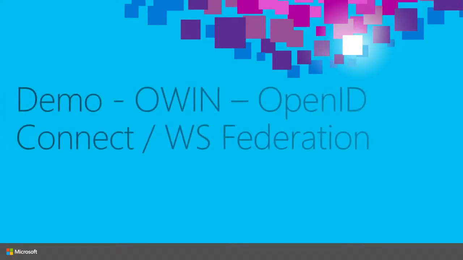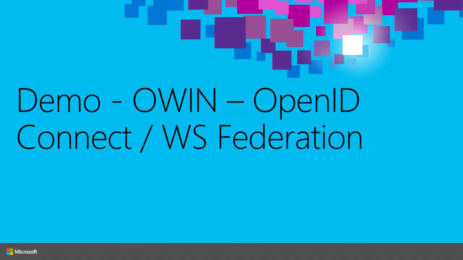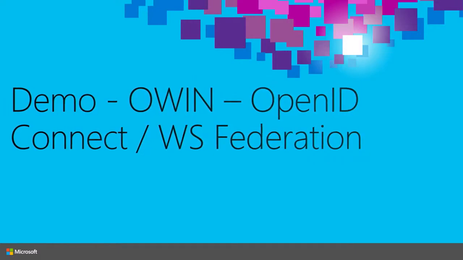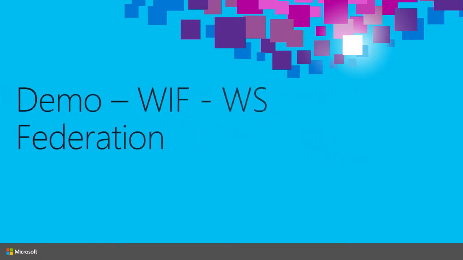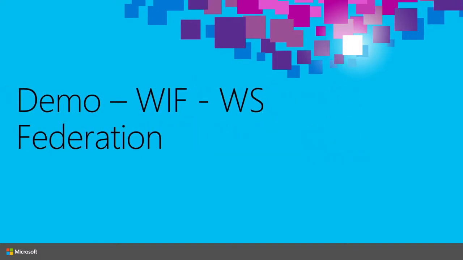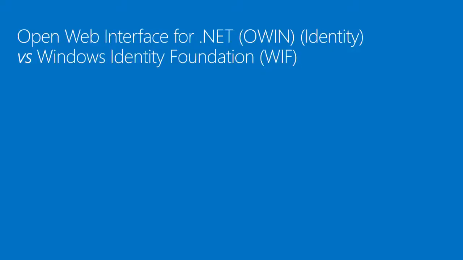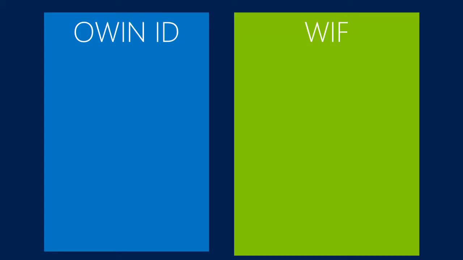So we've done the lap around it. We did the OpenID Connect. We did the WS Federation. We've done that one. All right, let's have a look at kind of a little more detailed difference between Owen, and I'm talking about the Owen identity models here, and WIF. So let me just check on the time. Yeah. So Owen, WIF. Owen is the new kid on the block, supports everything.